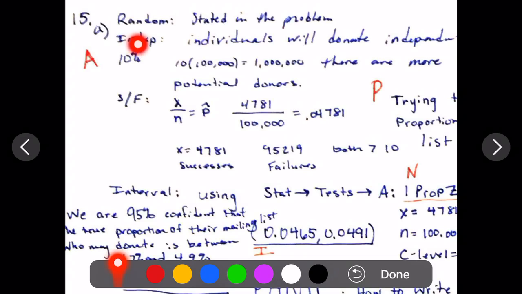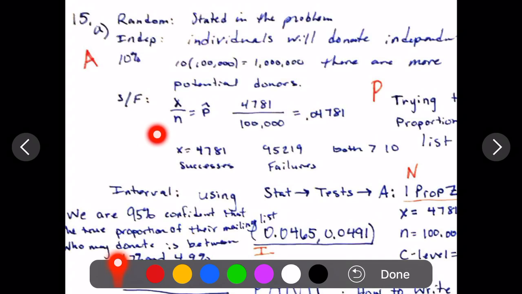The second part is independence. Individuals will donate independent of each other. If my neighbor donates and I get selected in the sample too, it won't matter to me whether my neighbor donated or not. I'm going to choose to donate independently of anybody else. The third one is 10%. Here we have 10 times our sample size to get 1 million. In this case, we're looking at basically U.S. adults, or maybe even households, and there's way more than 1 million potential households to receive a mailing. So it makes sense that my population is a lot bigger than 1 million, so 10% is satisfied.